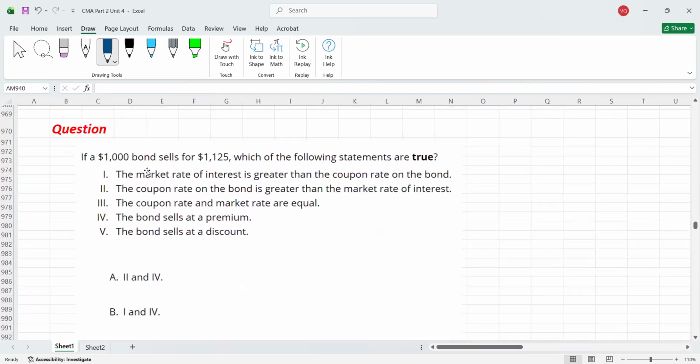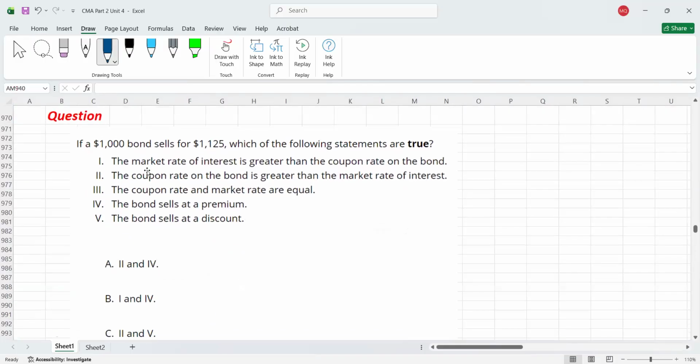Okay, so we got one question here. A simple question. Then I'll show you the calculations for how you will deal with semi-annual bonds, like if interest is being paid semi-annually, which things you need to change or adjust. The first question is a very basic theoretical question. They're saying if a $1,000 bond, meaning the face value is $1,000, sells for $1,125, definitely the issue price is 1,125, so bonds are being issued at a premium. Which of the following statements are true?